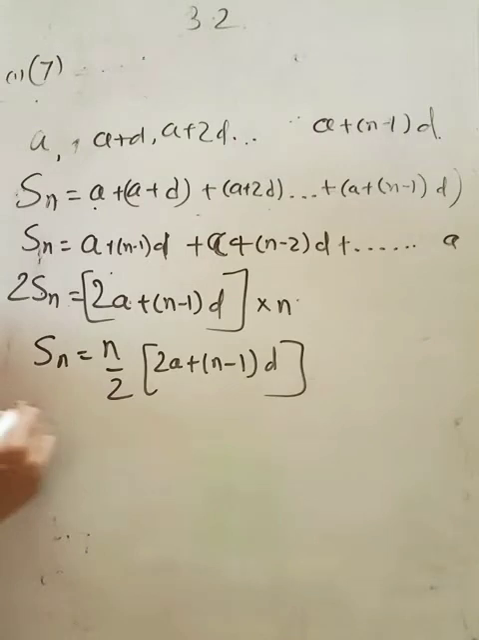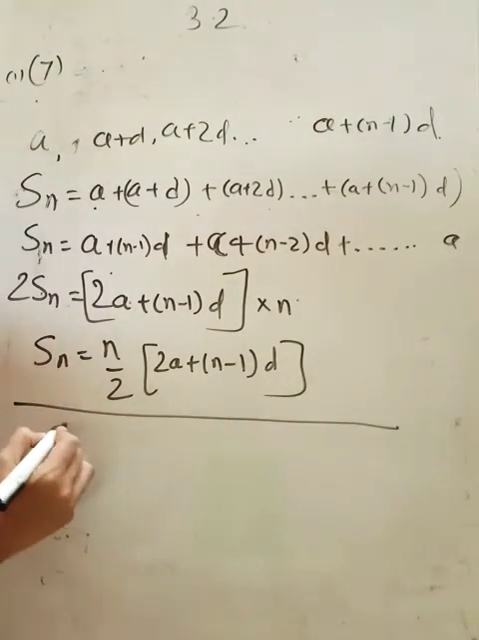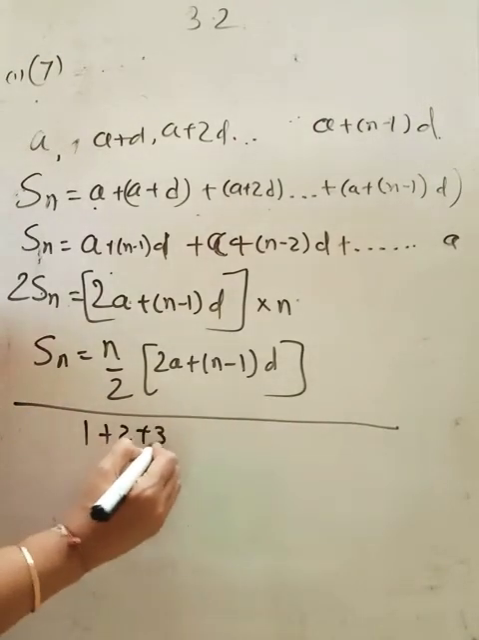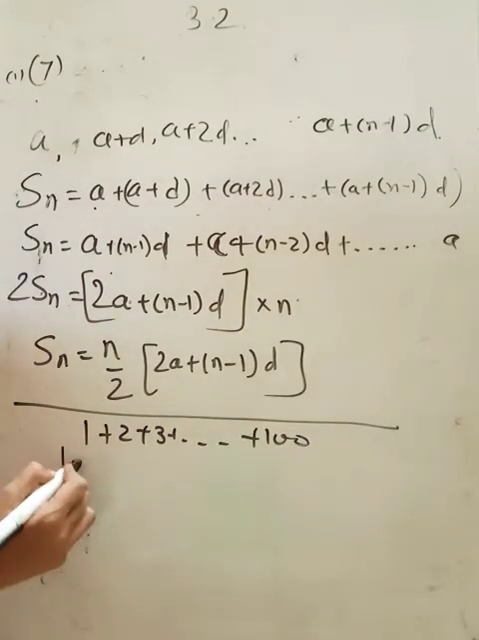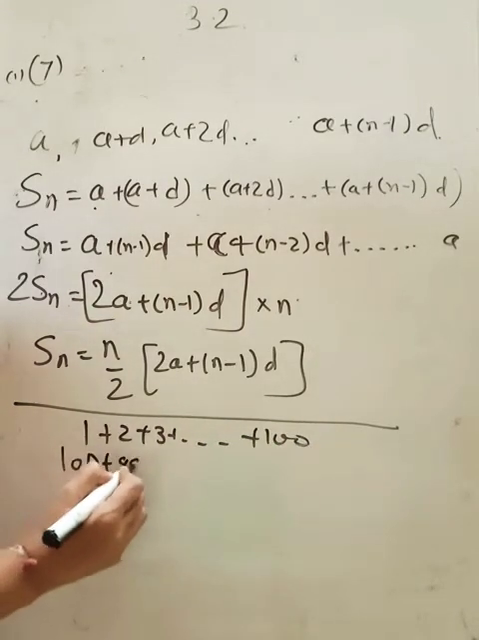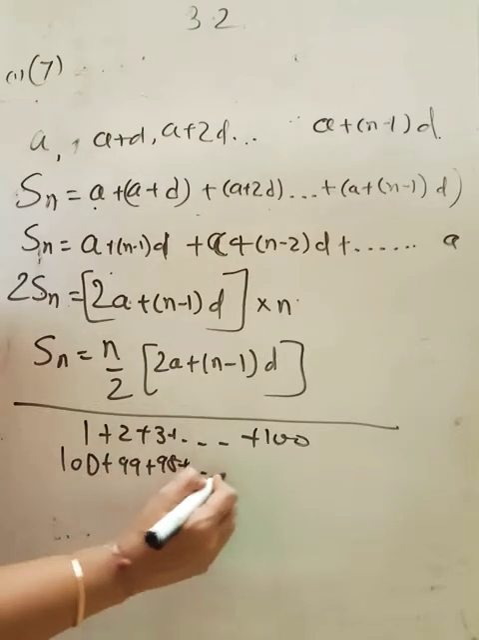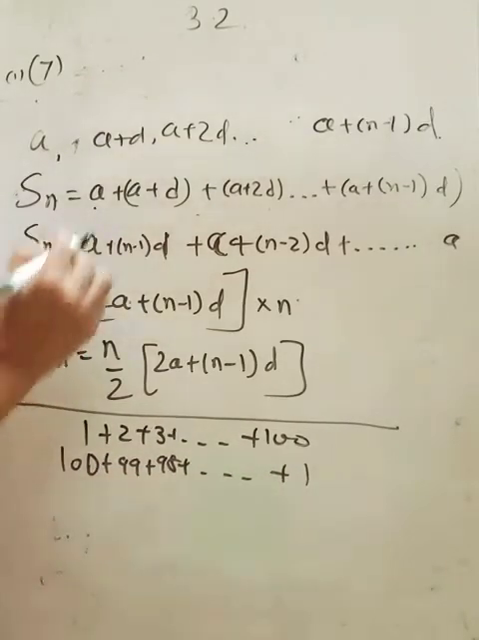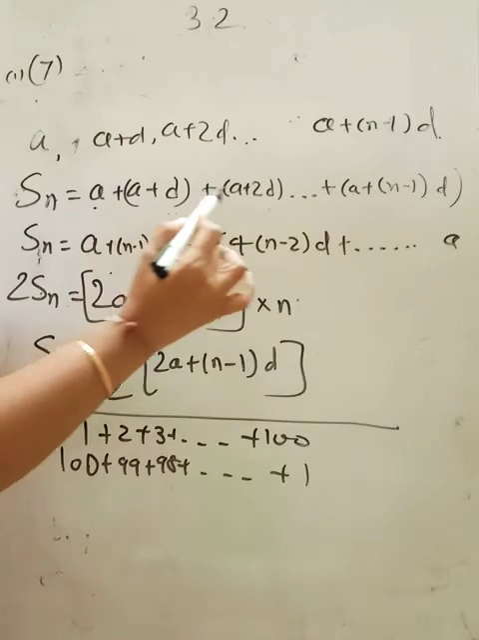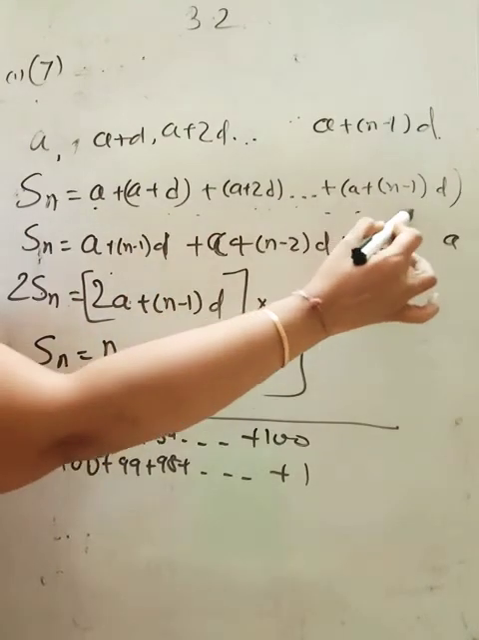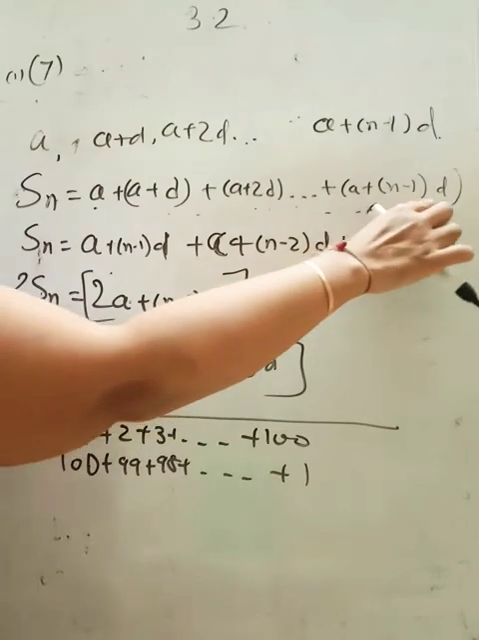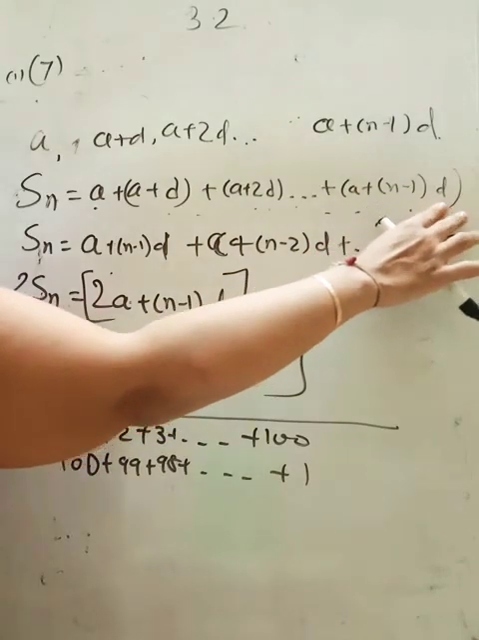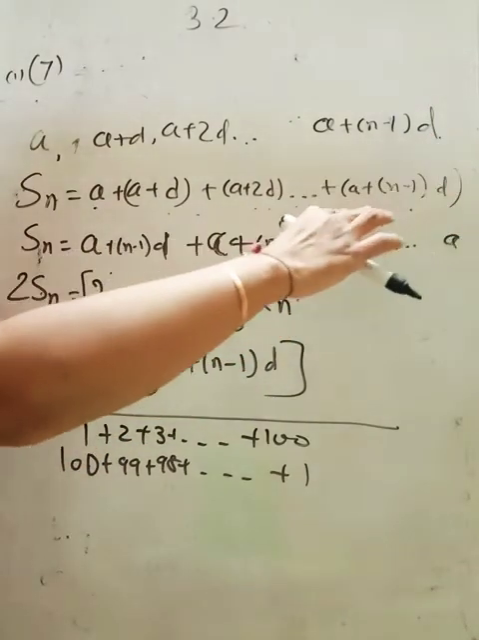अब मैं वही example लेके explain करती हूँ. See, what was 1 plus 2 plus 3 plus dot dot dot plus 100. अभी इसको उल्टा लिखेंगे तो कैसे आएगा? 100 plus 99 plus 98 plus ... plus 1. तो वैसे ही लिखा है a plus d plus a plus 2d up to Tn. Tn का formula क्या है? a plus n minus 1 into d. ठीक है, got it this much.